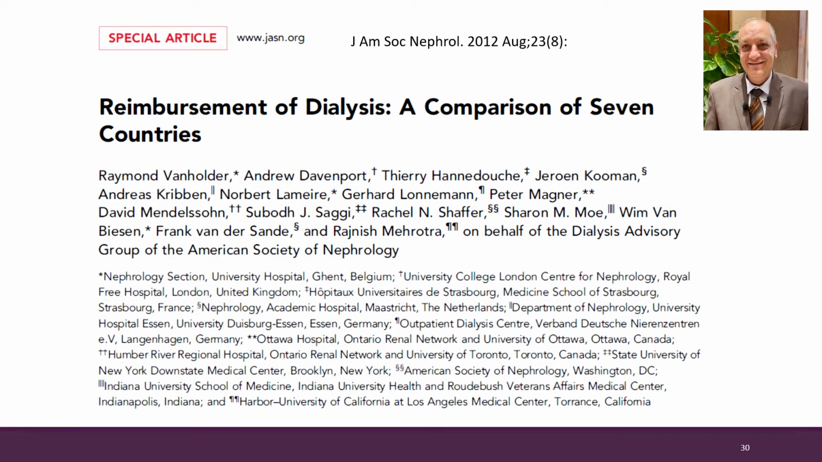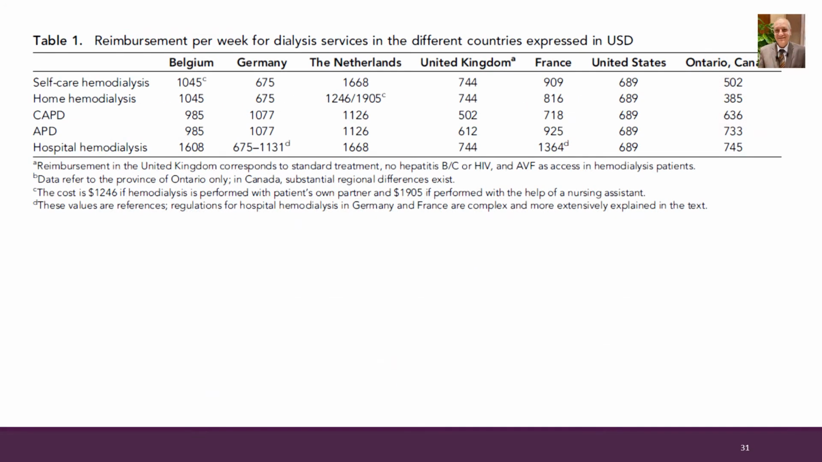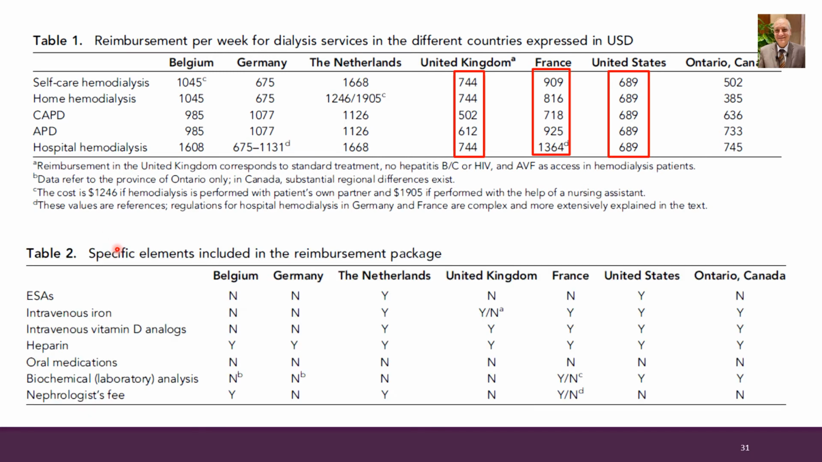So the reimbursement of dialysis is very important. It is different in different countries according to the GDP of each country, and sometimes this is related to different therapies like dialysis home or in-center CAPD, with a specific element included. For example, ESA. Some countries are paying for ESA and some countries are not paying for ESA. So if you are paying for ESA, you have a better outcome.